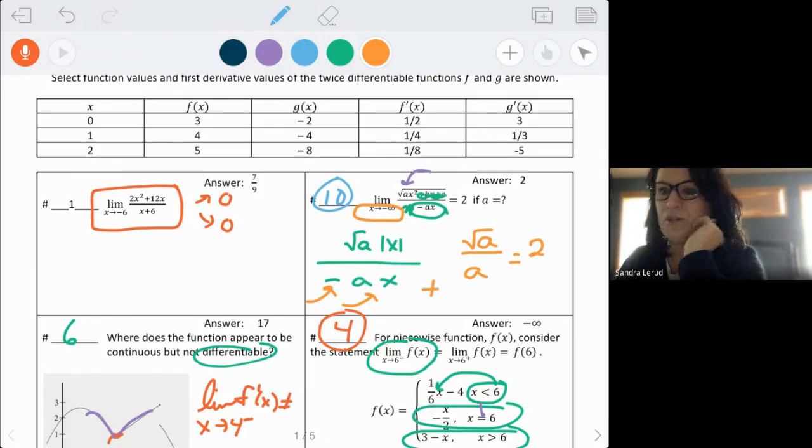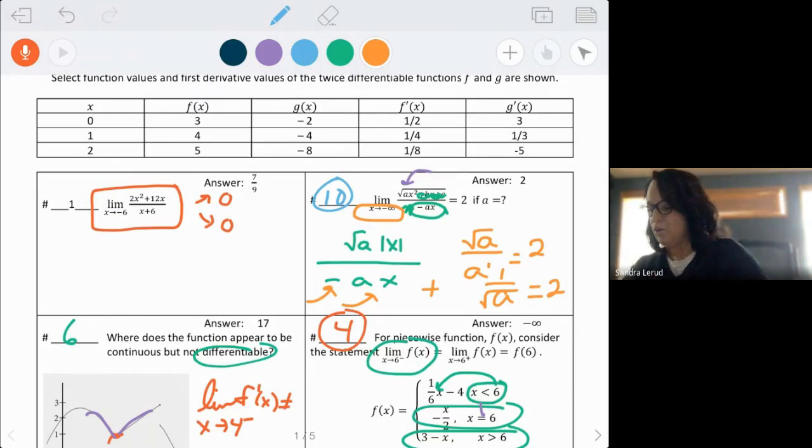So now we have to go back and think of, well, how do we solve that? And the easiest thing to do is just think of exponents, and when you divide and you have the same base, you subtract exponents. So that'd be a to the 1/2 minus a to the first, which is a to the negative 1/2, which is 1 over root a, and that's what equals 2. I'm going to let you show the work for solving that.